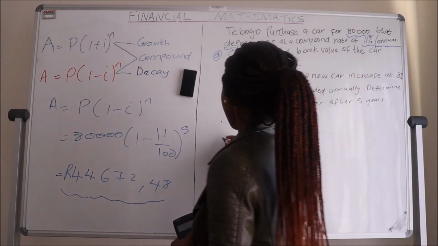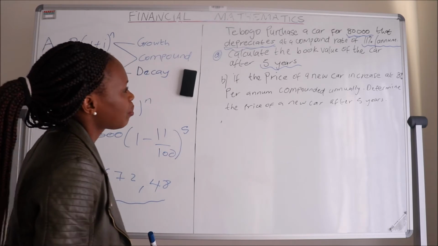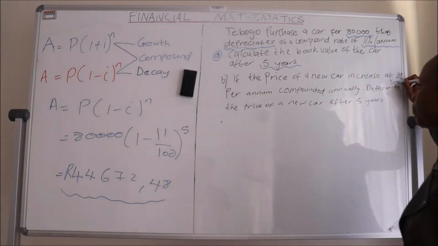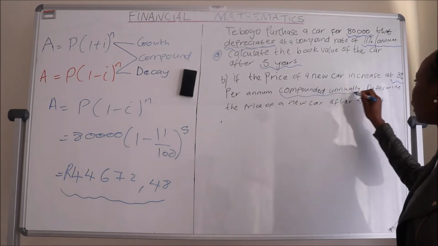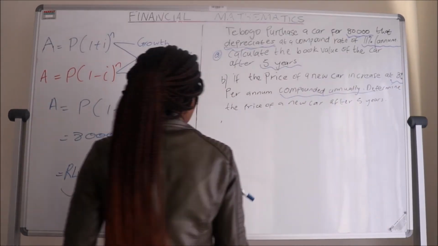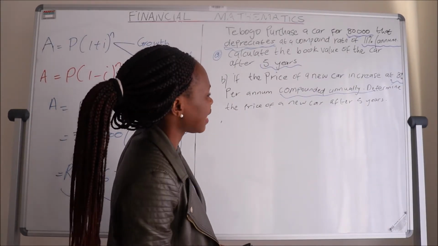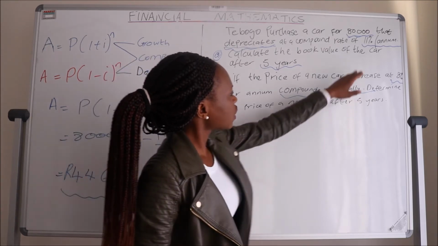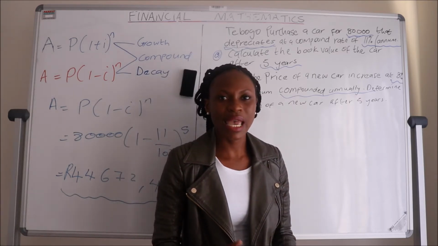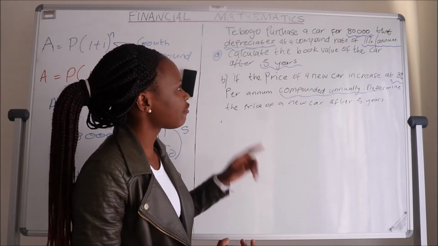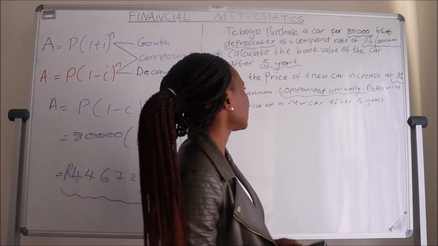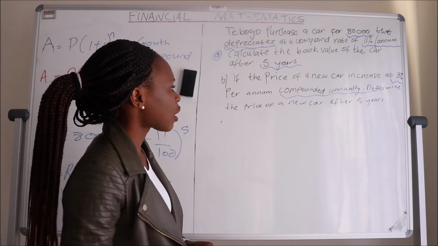Then going to the second question. It says if the price of a new car increases at 8% per annum compounded annually, determine the price of a new car after 5 years. So this car increased at 8% per annum. If the original amount that the worker used to purchase a car was 80,000, the value of this car actually increases. If it's not purchased, it increases at 8% per annum.